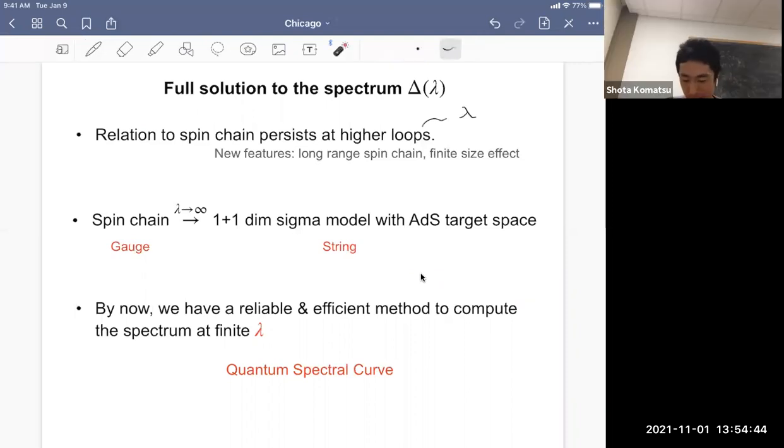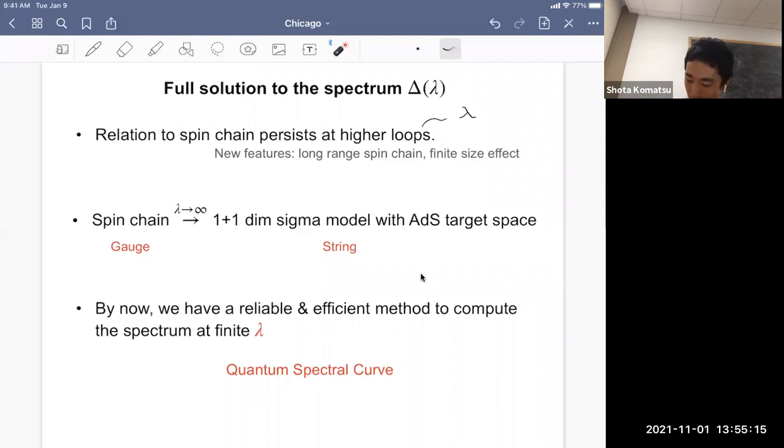So, there are several new features. For example, if you go to 2 loop, then you have next to nearest neighbor interaction. And if you go to 3 loop, you have next to next to nearest neighbor interaction. So basically, N=4 super Yang-Mills generates various complicated long-range spin chains, which are still integrable. In that sense, you can also view N=4 super Yang-Mills as a kind of generating theory for various interesting long-range spin chains, which are integrable.